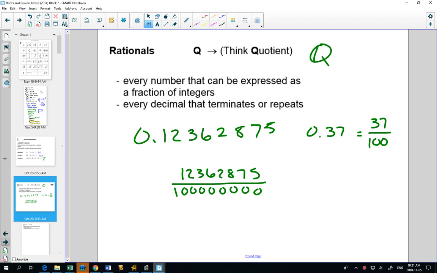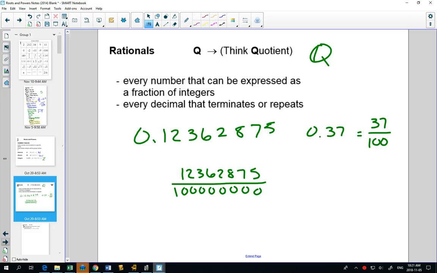In our decimal places, these are tenths, these are hundredths. Of course, on this one, you went tenths, hundredths, thousandths, ten thousandths, hundred thousandths, millionths, ten millionths, hundred millionths. And we have 100 million on the bottom of our fraction. So any decimal that ends, you can always write it over a power of 10 and have a fraction.